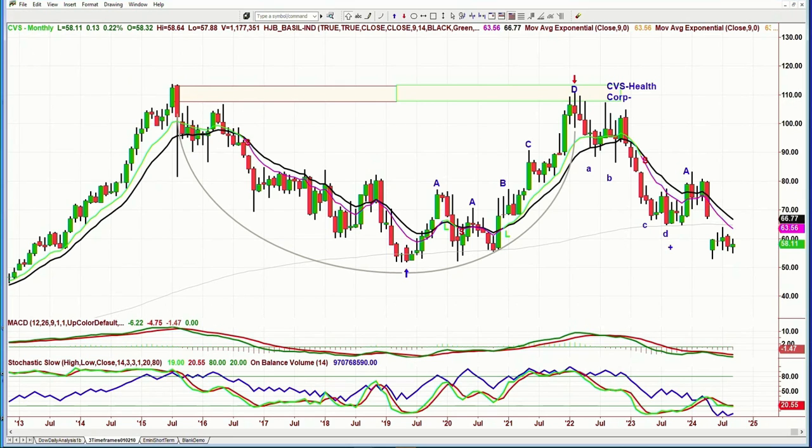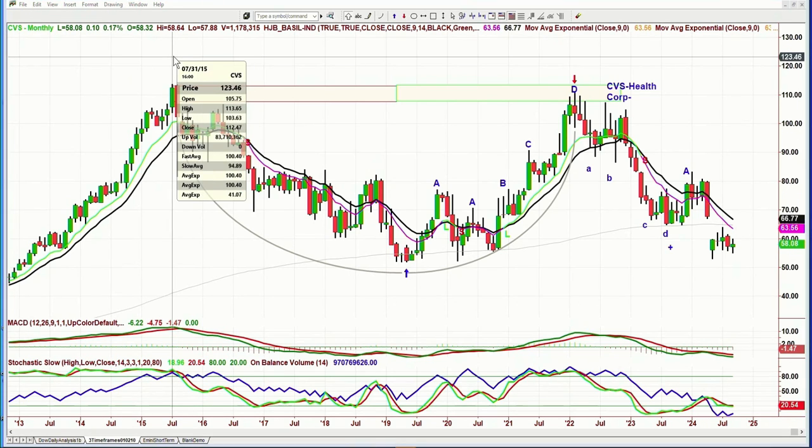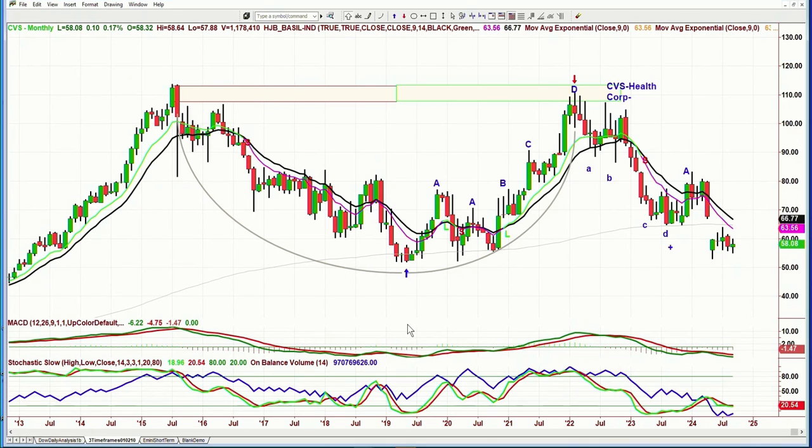Look at the beautiful double top in CVS from back in June, July of 2015, way up in the 112-ish area, pulls back. And then what does it do? It makes almost an exact, I'll give you the exact figures. Look at this. In July of 2015, it goes to 113.65. Tumbles down to the 50s and goes right back in a beautiful cup formation, but it fails at the high, a little lower.